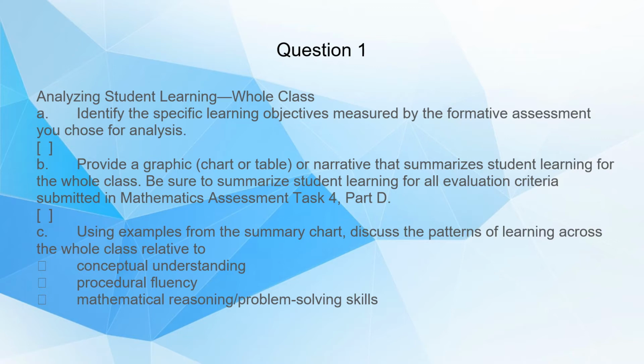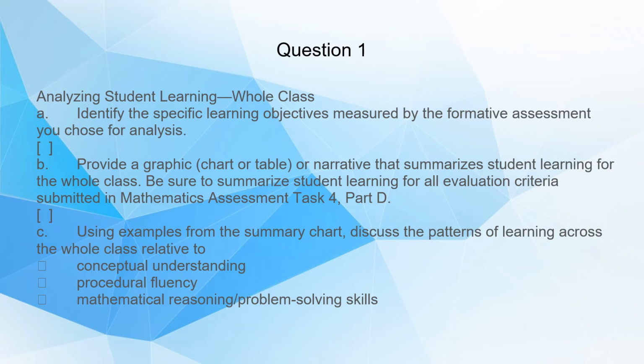Next, you're going to provide a graphic. It says that you can use a graphic or a narrative, but I want you to take the graphic, the rubric that I showed you in the previous video that has the 3 columns for conceptual understanding, procedural fluency, and problem-solving skills, and put that chart in here. That's where it goes in 1B. You can just throw that chart right in there, and then you can summarize what that chart says.